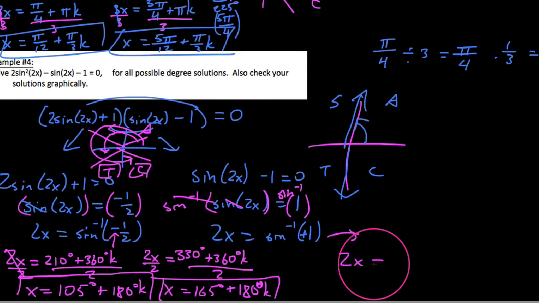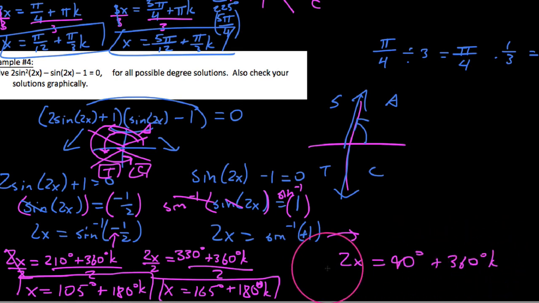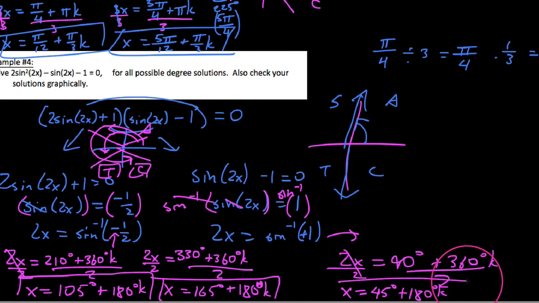So we get 2x is equal to 90 degrees plus any multiple of its period on top of that. And if we divide everything by 2, we get x then is equal to 45 degrees plus 180 degrees. Okay, and those are all of our solutions, these guys down here.